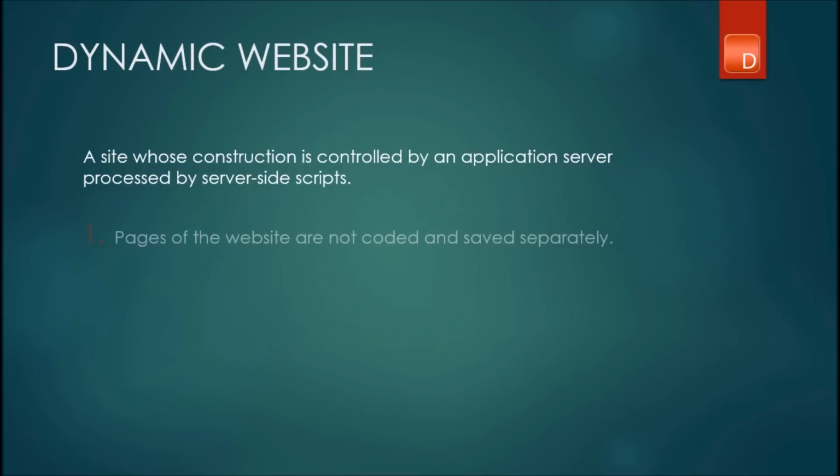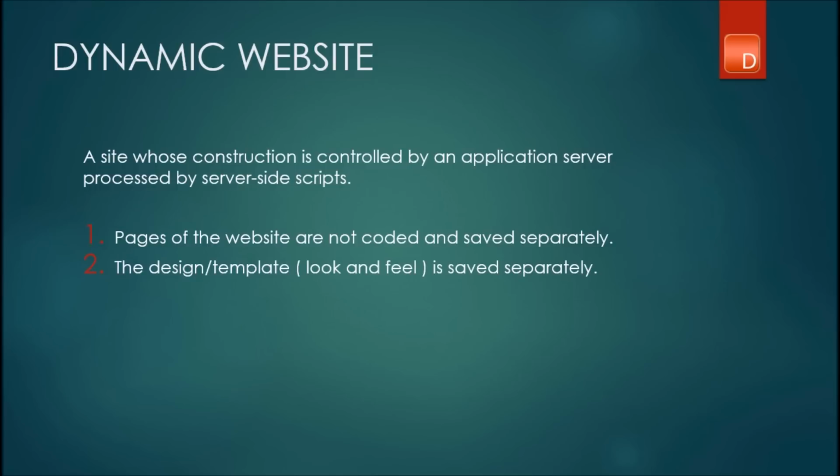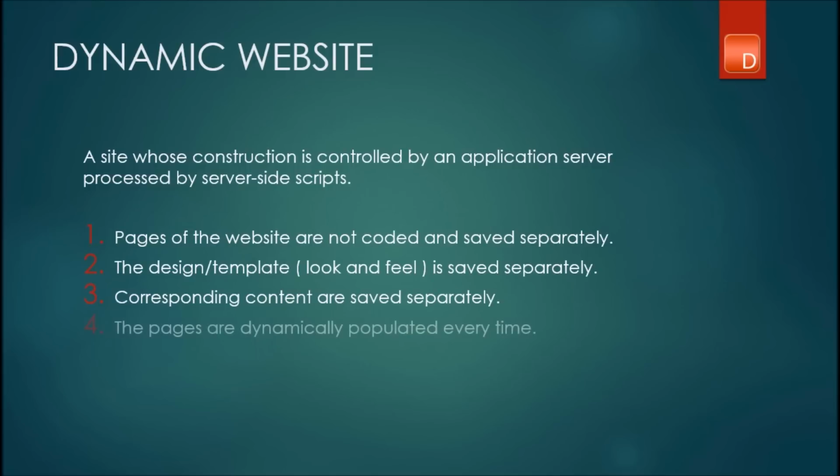Number one, what this means, in a dynamic website, pages do not actually exist and they're not saved separately. What does exist is, number two, the design files or the template files. The template files govern the look and the feel of the website and the structure of how you want to organize it. The corresponding content for a specific page is saved in databases, and that's saved separately. So what happens is any request to view a page of a dynamic website automatically populates all this information together and puts them accordingly so that you can view the page.